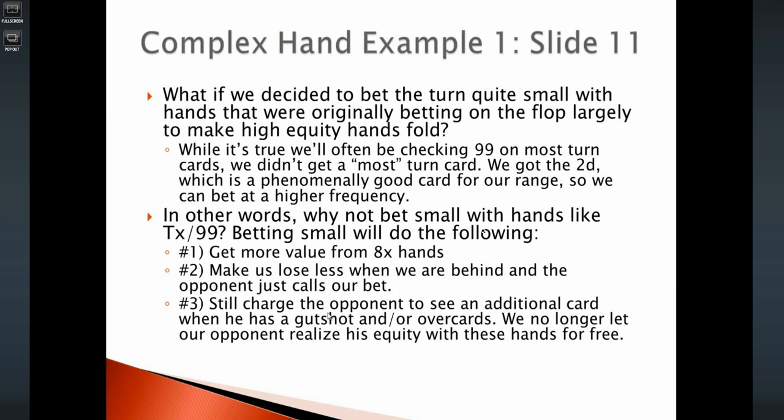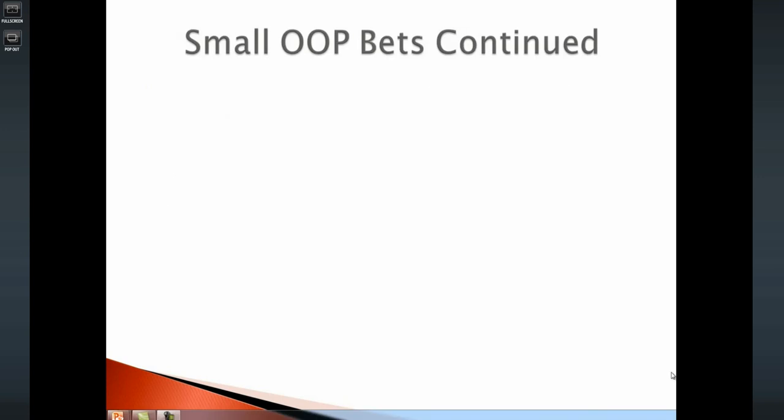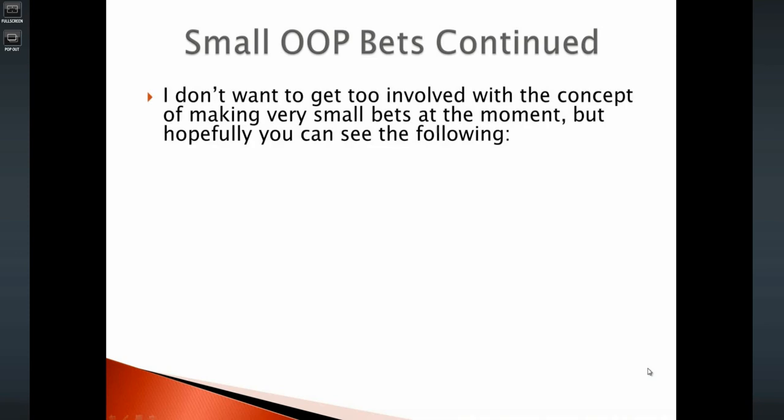So now we can bet smaller and say to ourselves, okay, it's still going to be very difficult for our opponent to call. We're still charging him to realize his equity, but his equity is smaller now than it was on the flop with a lot of these overcard hands. So now I want to go back to talking about small out of position bets in general, and then we'll move on with the hand. I don't want to get too involved with the concept of making very small bets at the moment, but hopefully you can see the following.